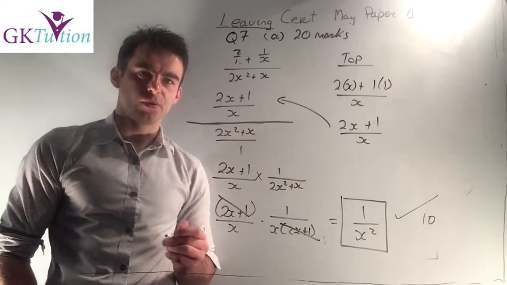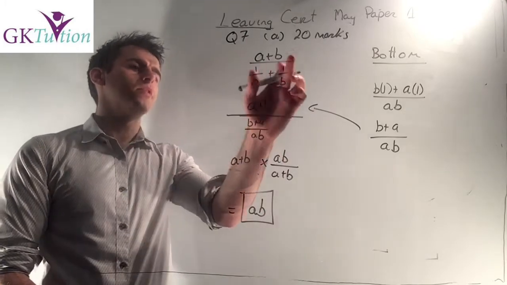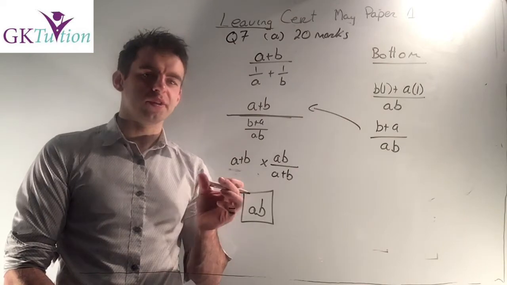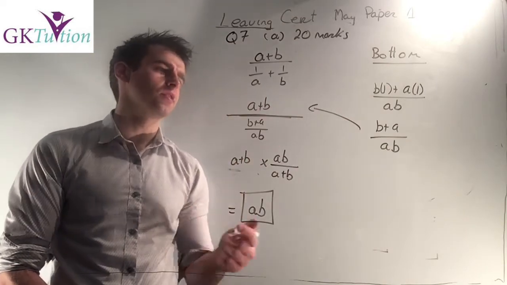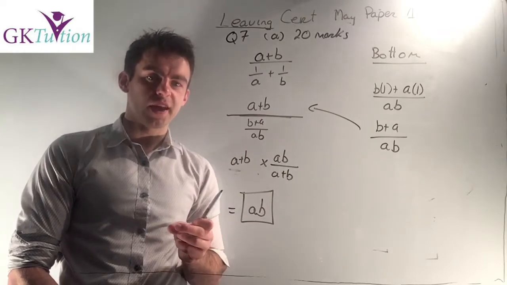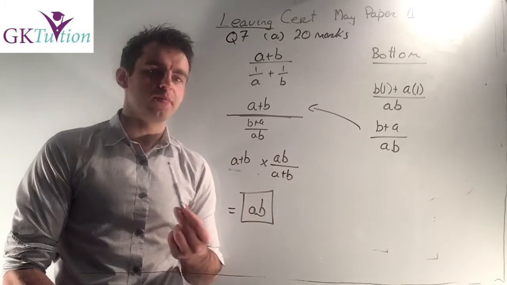Now let's talk about the next one. Okay, so there's 10 marks going for the next bit here as well. You have a plus b divided by 1 over a plus 1 over b. Clearly what we should do here is simplify the bottom of that fraction. The bottom of the fraction, 1 over a plus 1 over b, you're adding fractions together, so you need a common denominator. The common denominator is just a multiplied by b.